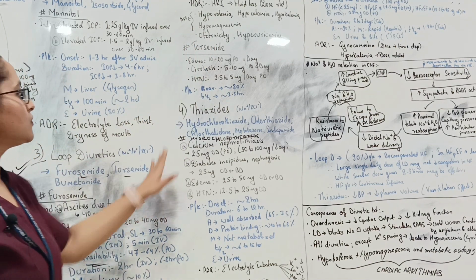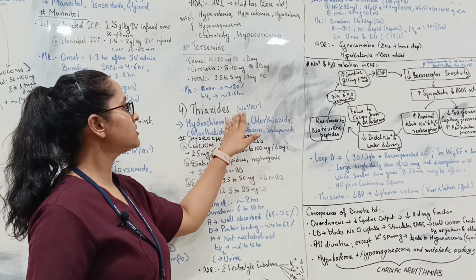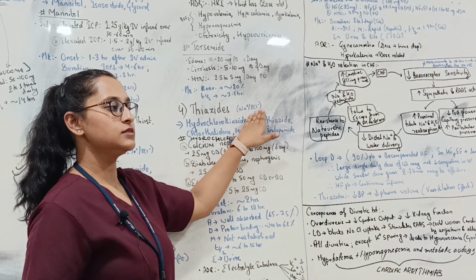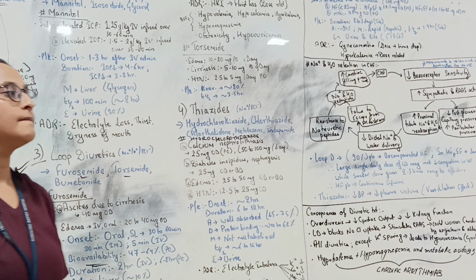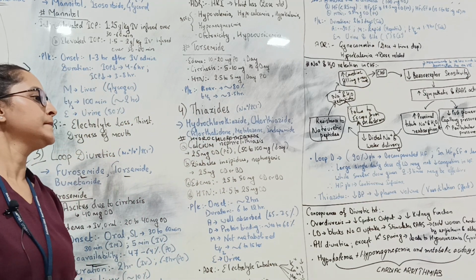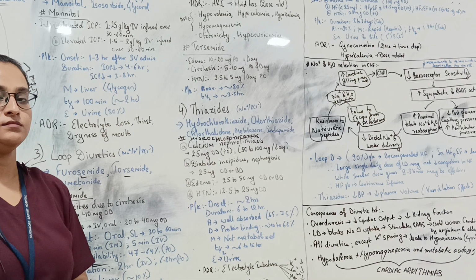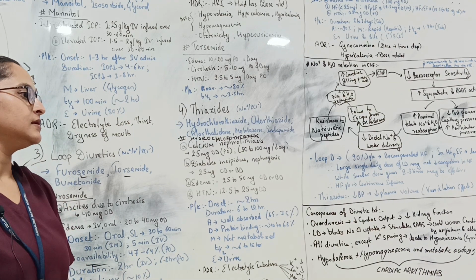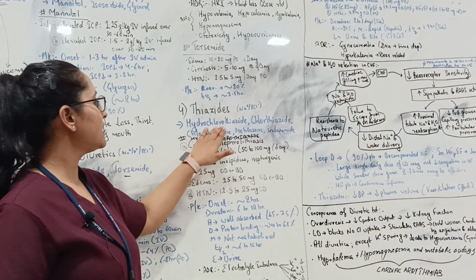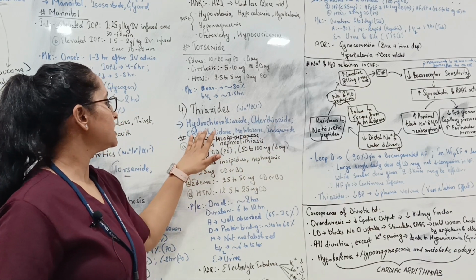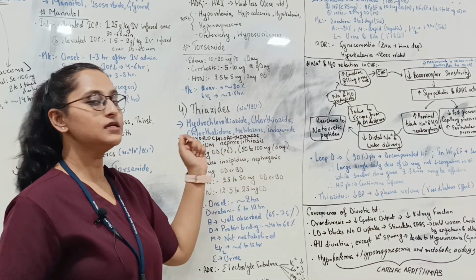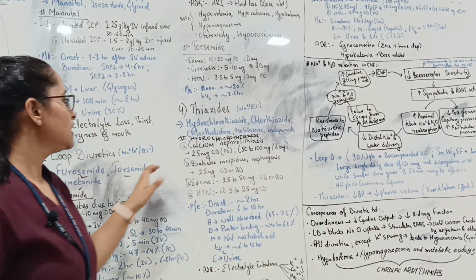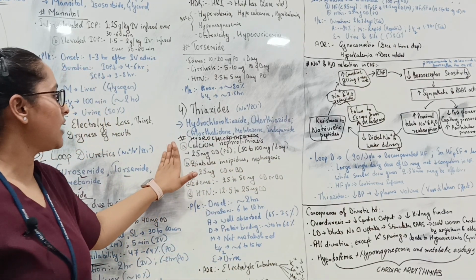Now the fourth one is thiazide diuretics. They are inhibitors of sodium and chloride co-transport. Yesterday I explained where the thiazide acts: the early DCT. Hydrochlorothiazide and chlorothiazide are the benzothiadiazines, and chlorthalidone, metolazone, and indapamide are the thiazide-like diuretics.